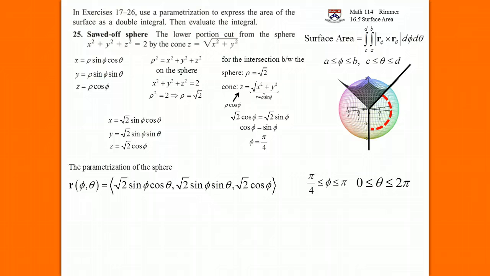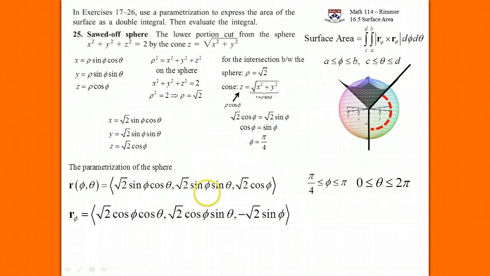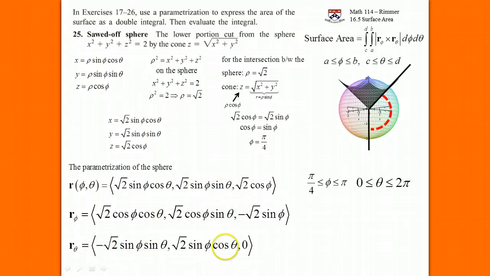So now let's take some partials. We're going to take the partial derivative of this with respect to phi. We have a sine phi, which becomes a cosine phi. We have a sine phi, which becomes a cosine phi. And then this cosine phi becomes a negative sine phi. So that's our phi partial. Our theta partial: the cosine theta turns to a negative sine theta, the sine theta changes to a cosine theta, and there'll be 0 because there's no thetas in this last component. And now what we need to do is cross these two vectors to find, and then later find the magnitude of that.